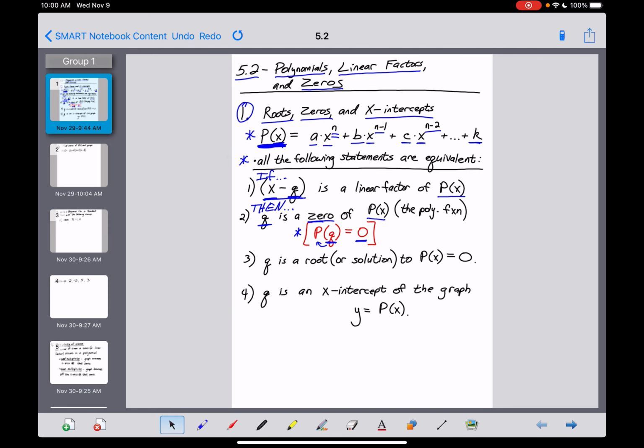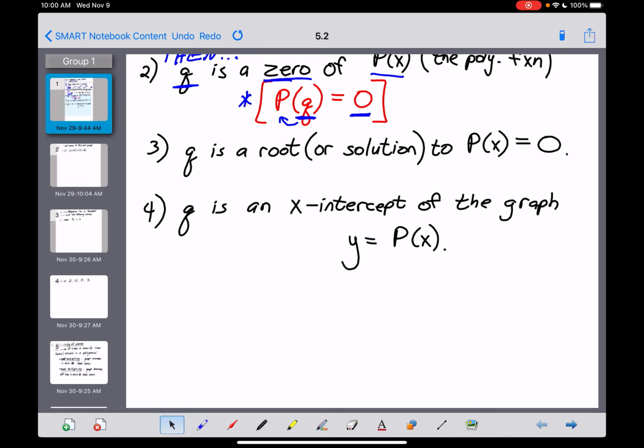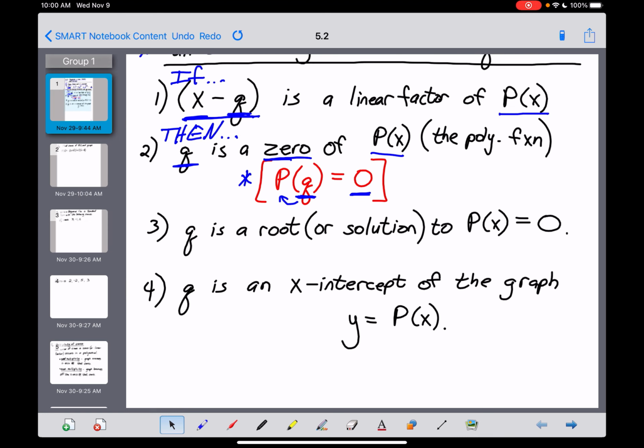All right, let me scroll out a little bit here. Let me draw a little line, and that'll let me do this. Okay, gotcha. The third thing we want to talk about right here is that q itself, just the number right there, is called a root of the polynomial equation.